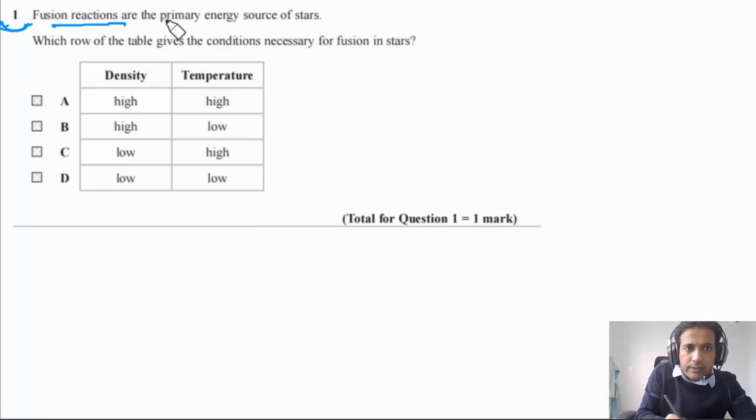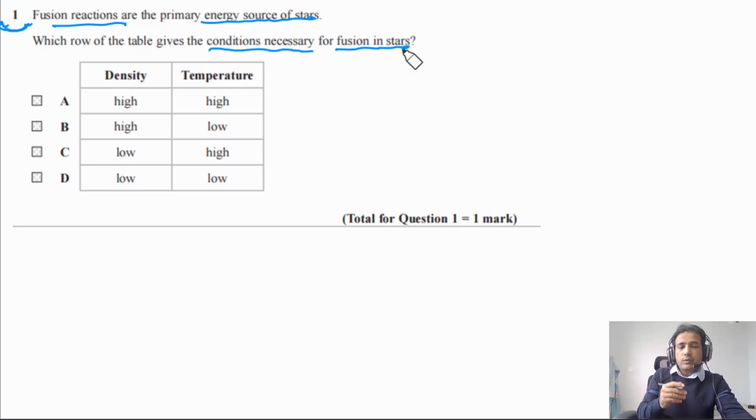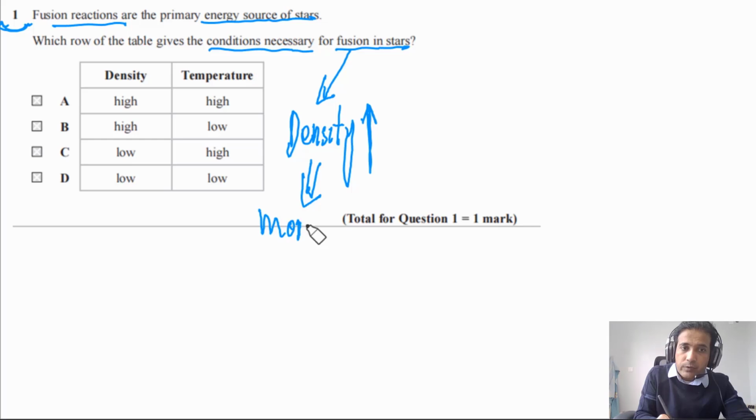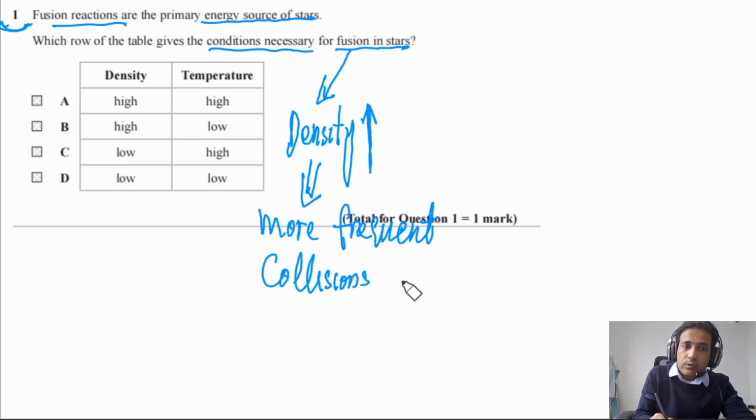Question 1 says, fusion reactions are the primary energy source of stars. Which row of the table gives the conditions necessary for fusion in stars? So we need to understand, for fusion in stars, density should be high. Why does density have to be high? If the density is higher, there will be more frequent collisions between nuclei. So that's the reason we need high density.